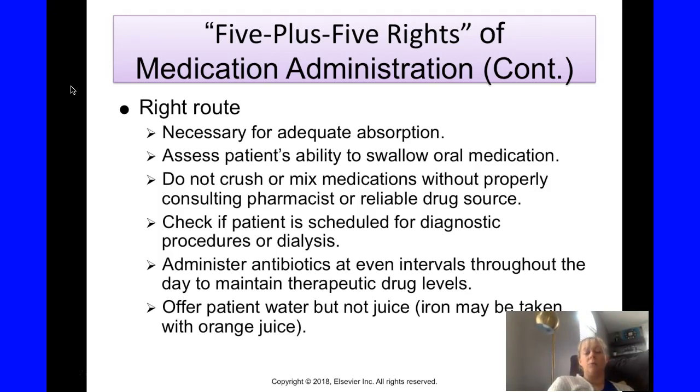Are they scheduled for anything like dialysis? You can give them a medication before, and they're going to go to dialysis and it'll flush right through their system, so it won't work. So you have to make sure, there's certain drugs they can't take.